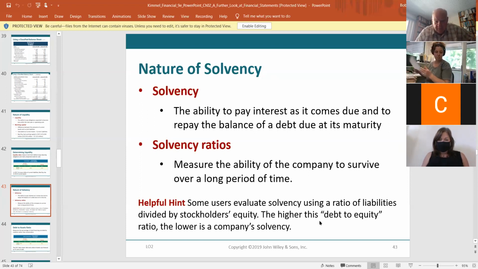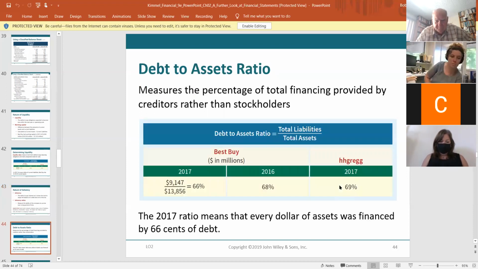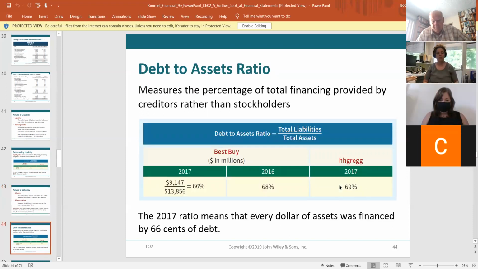Some users evaluate solvency using the ratio of liabilities divided by equity. That's another one we can be learning. Let's look at this one: debt to assets. We're going to take the total liabilities, 9,147.